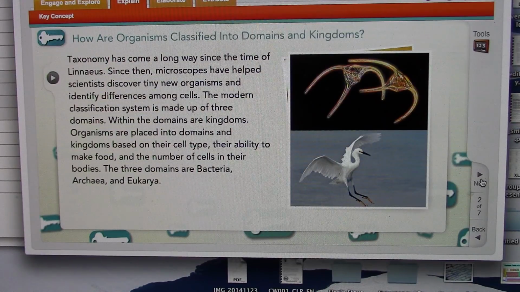taxonomy really has changed since Carolus Linnaeus. Microscopes have helped scientists determine tiny new organisms and identify differences amongst individual cells. The modern classification system is made up of 3 big domains, and within the domains there are kingdoms. Organisms are placed into their domains and kingdoms based on their cell type, their ability to make food, and the number of cells in their bodies. The 3 big domains are bacteria, archaea, and Eukarya.